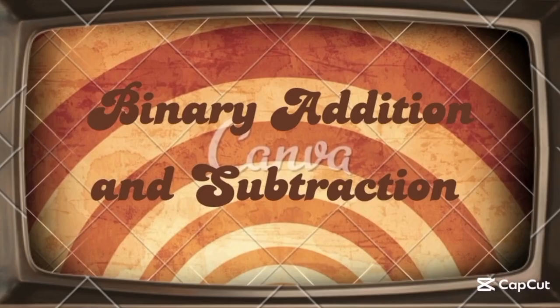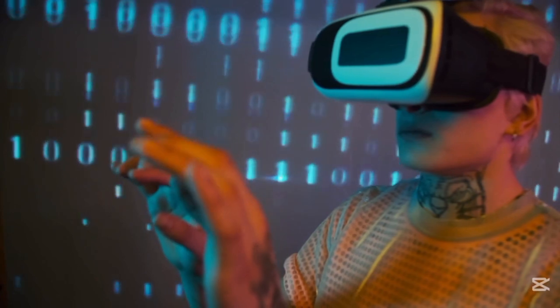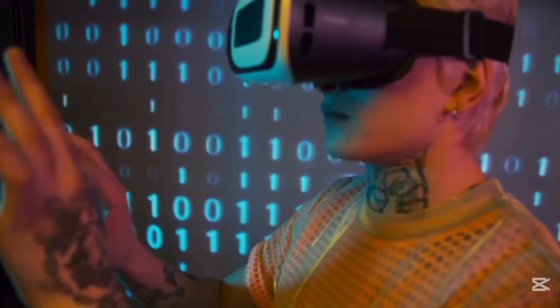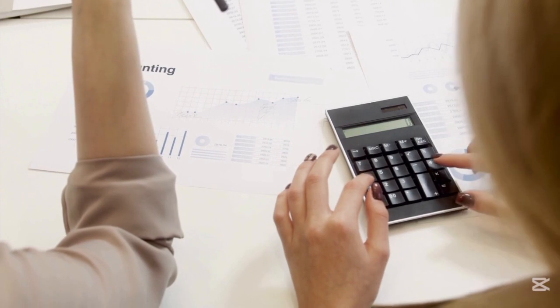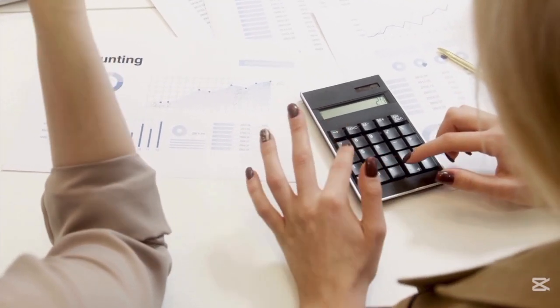Next we will be discussing binary addition and subtraction. Let us first define what binary addition is. Binary addition refers to the process of adding two binary numbers together, similar to decimal addition. It involves carrying over the 2's digit to the next column if the sum of two numbers is greater than 1.